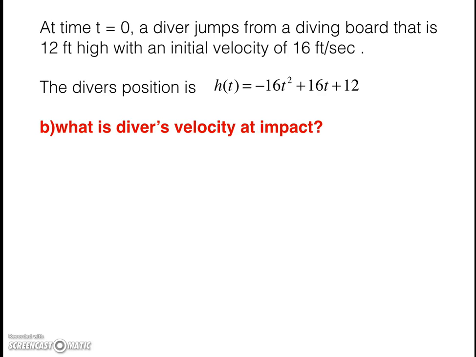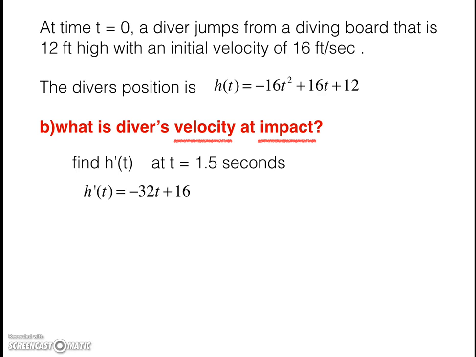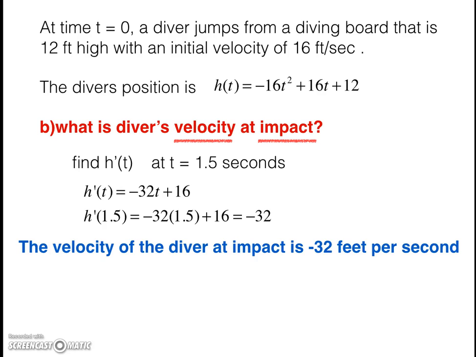The second question is, what is the diver's velocity at impact? So velocity at impact means to find h prime of t and to plug in t equals 1.5 seconds. We found that from the previous part A. That's when the diver hit the water. So h prime of t, I'm going to use my power rule, -32t plus 16, plug in 1.5. The velocity of the diver at impact is -32 feet per second.